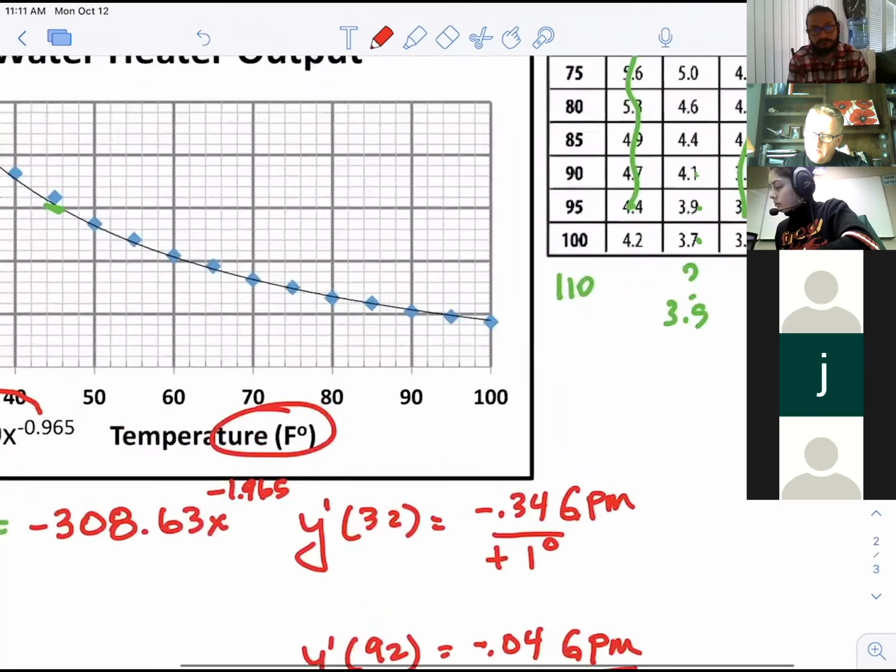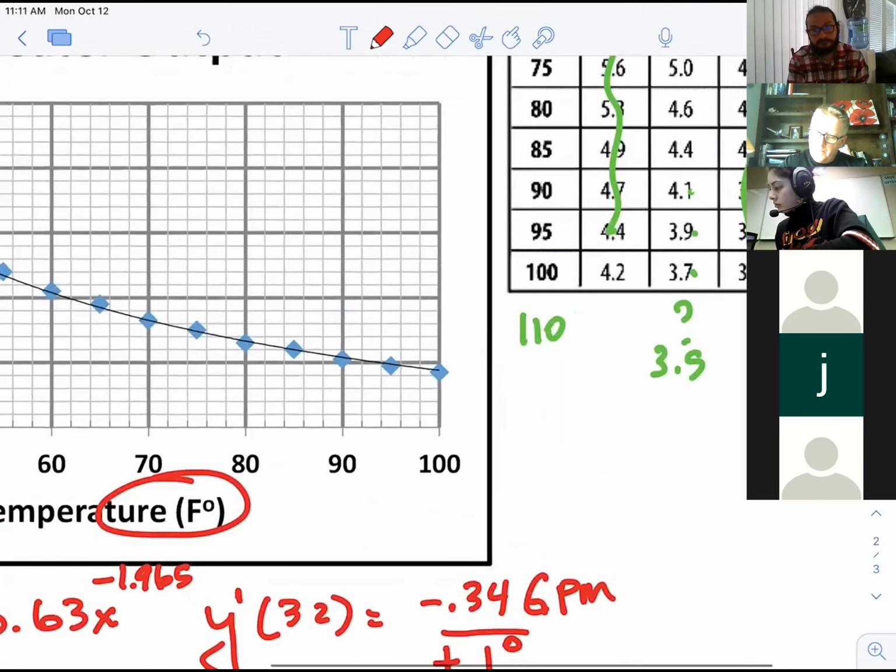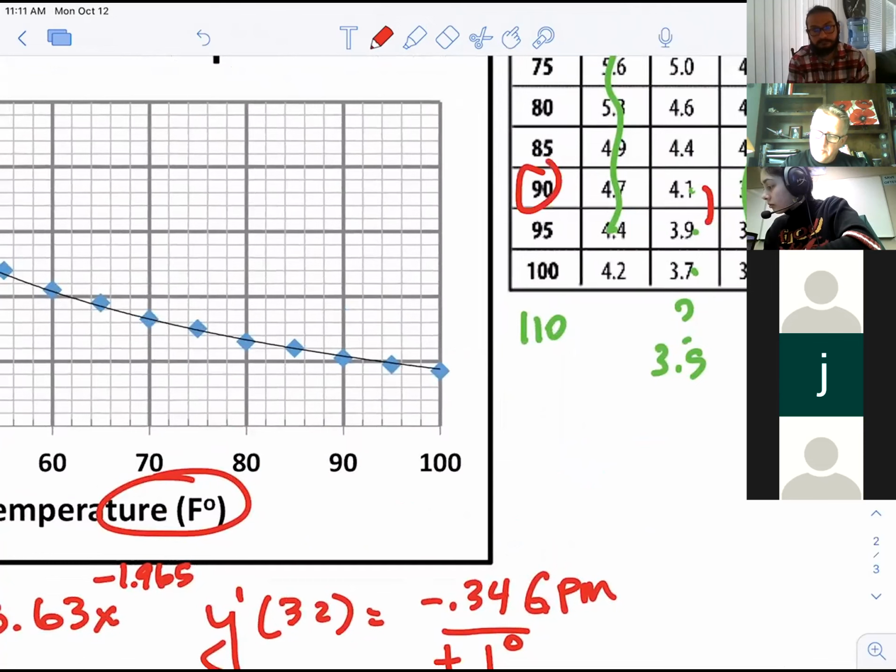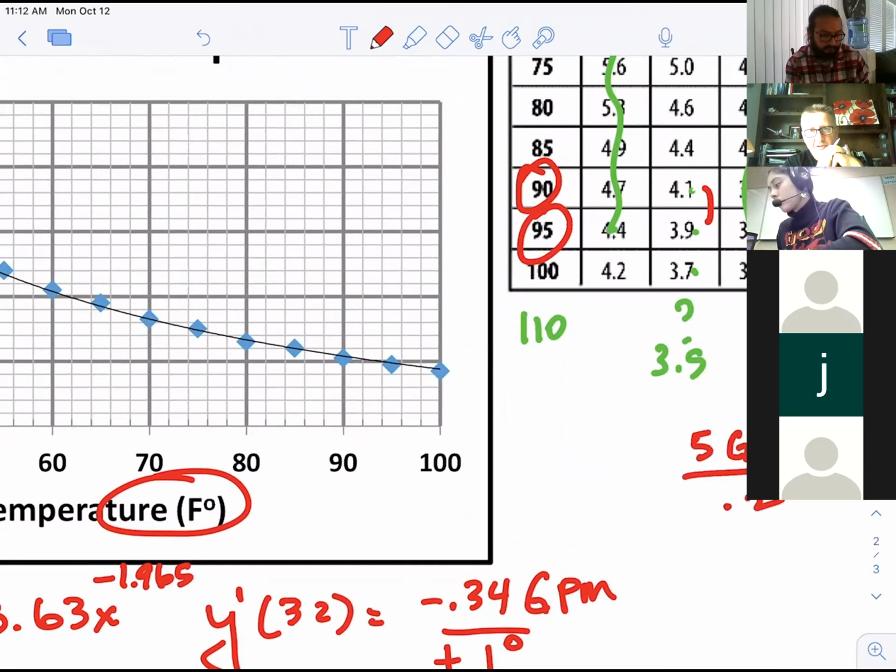And isn't that what the data says? Like, look how much it dropped. It only went down 0.2 from 90 to 95. It went down 0.2. You're seeing calculus right there. You don't even have to do calculus to see what the average rate of change is from 90 to 95. So that's actually it's 5 gallons per minute change in 0.2 degrees. Like, I'm seeing slope right there. I don't have to even do calculus to kind of see an average. Remember, calculus is just perfect.